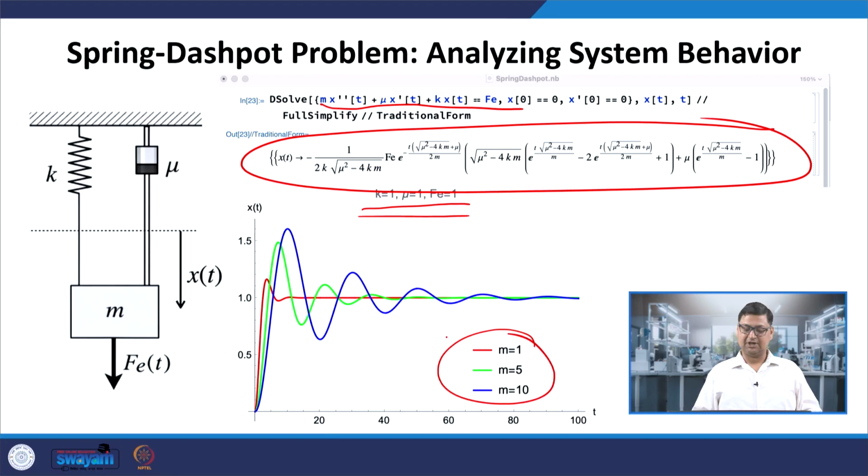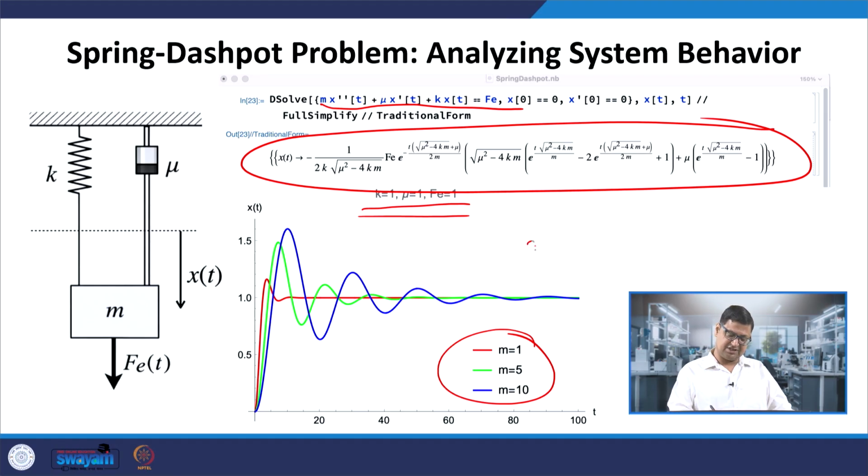block, right. And you see, for m equal to 1, we have a red line, and the system goes up and kind of stabilizes. There is not much oscillation. For m equal to 5, there are high oscillations, and m equal to 10, there are probably more oscillations. Here I am plotting x(t) versus t in this plot, right? Why is it happening? Think about it.